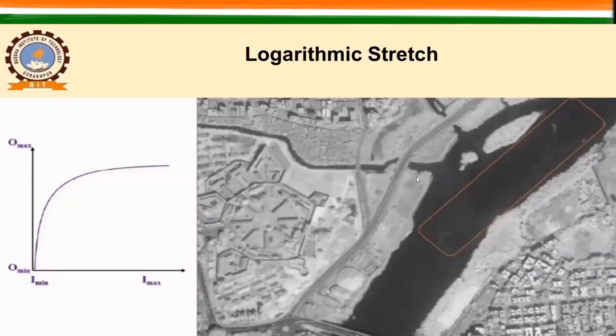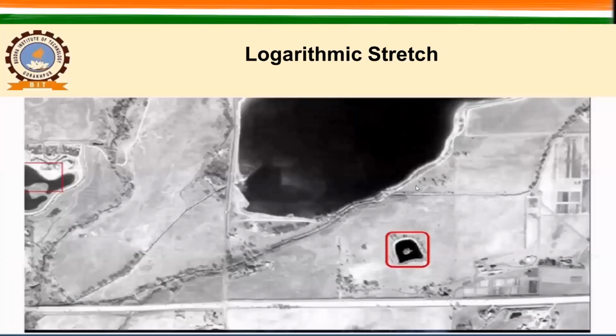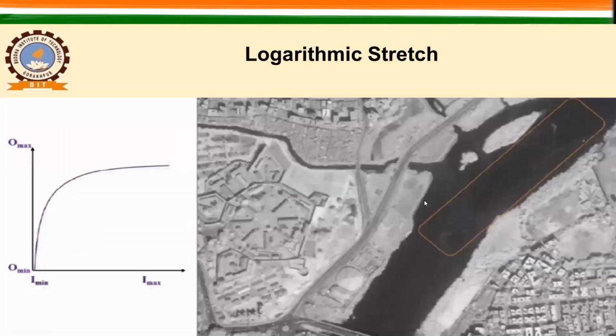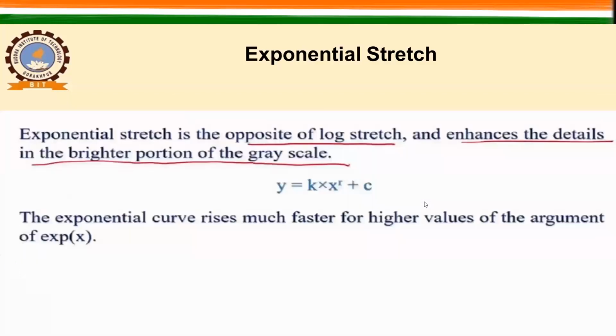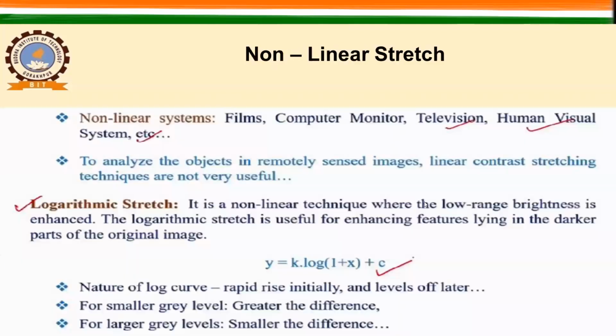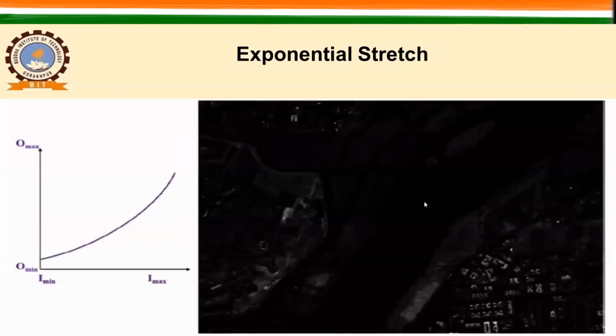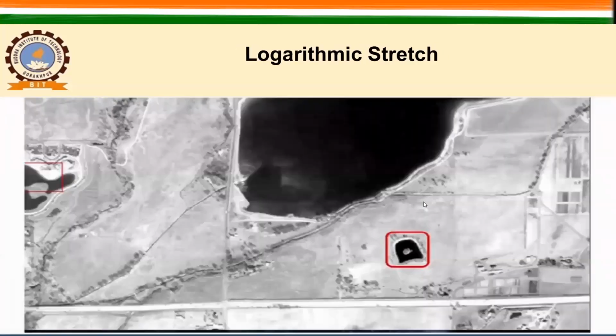So this is example. ठीक है, ये एक example है आपका. ठीक है. So here you can see in the darker portion the information is getting enhanced, right? You can see in the darker portion the information is getting enhanced, or you're getting the more information in the darker portion of the image. So in case if you are interested in such areas, then definitely you have to go for the logarithmic stretch.